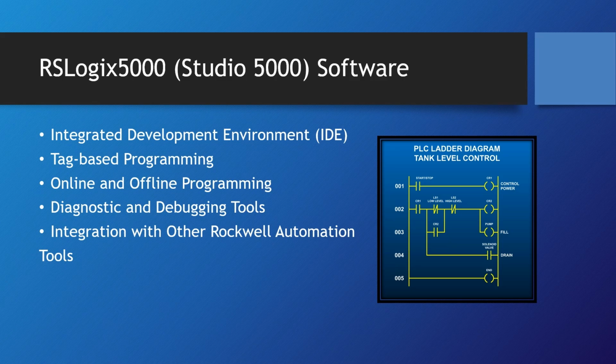RSLogix 5000 provides a comprehensive set of tools and features for developing, testing, and maintaining industrial control applications. It offers a user-friendly interface and a wide range of programming capabilities, enabling users to create and customize automation programs to meet their application requirements. Key features and functionalities of RSLogix 5000 include the Integrated Development Environment, IDE.